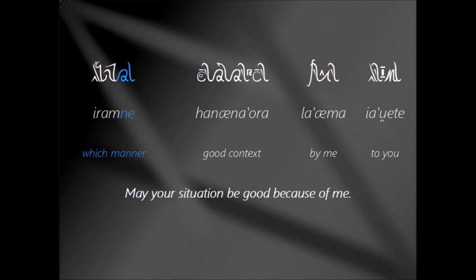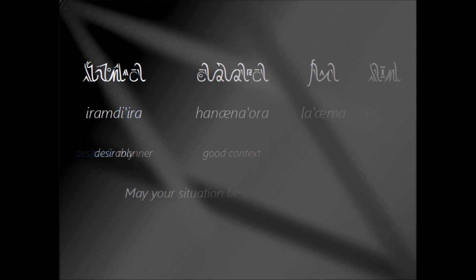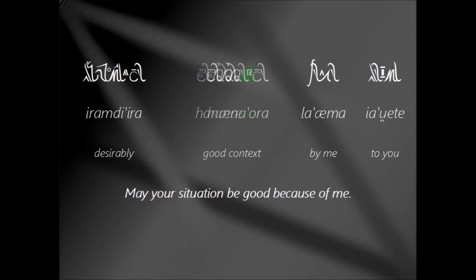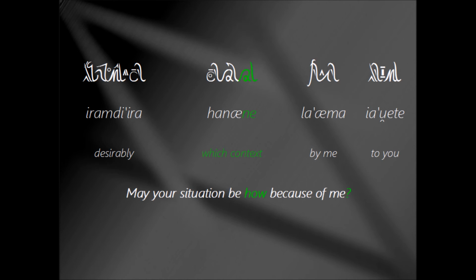"Iram ne" means which manner, so the sentence "Iram ne hanaina ora la aima iawete" means how is your situation good because of me? The answer, "Iram di ira", desirable manner, or may it be so. If we ask "Iram di ira hanaine la aima iawete", we inquire about the situation desirably given by me to you. Which situation, or how is the situation? So, how may your situation be because of me? The answer, "hanaina ira", good context.